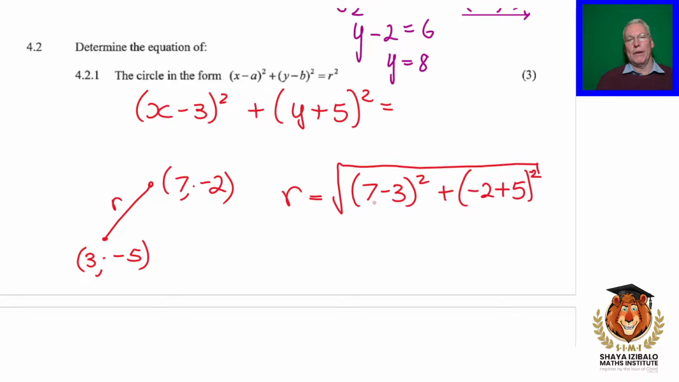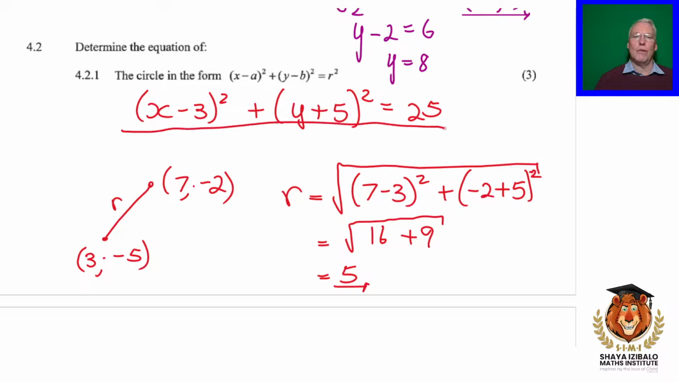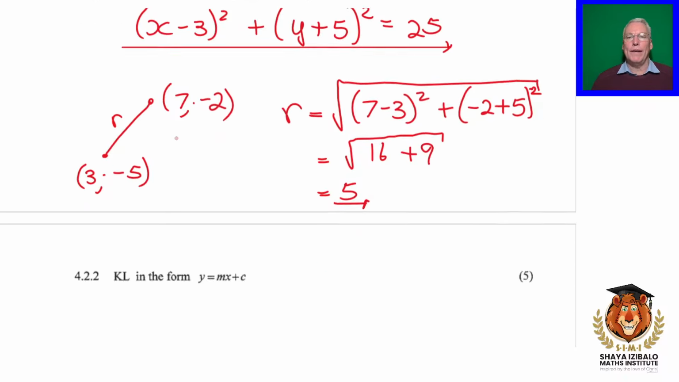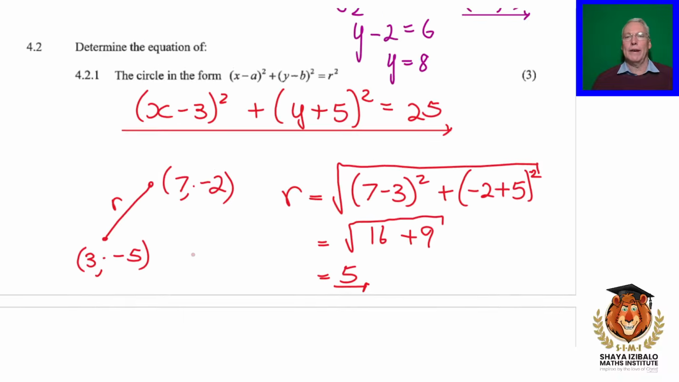And so this becomes 4, which is 16. This becomes 3. When we square it, we get 9. So we get the square root of 25. So in fact, r is actually 5. But remember in our equation here, we don't want r, we actually want r squared. So there's our final answer for the equation of the circle. Right, next up, they ask us to find the equation of KL.